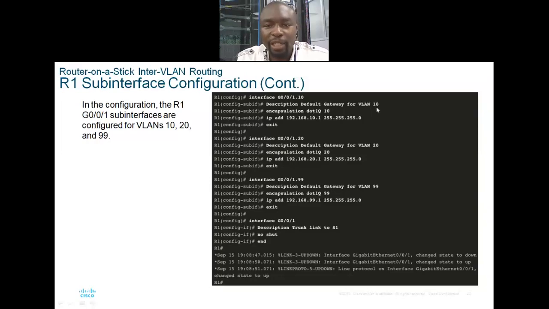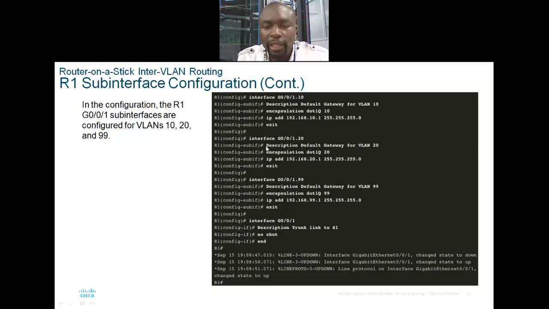Encapsulation dot1Q 10. You see this 10 here matches with the 10 here to tell me that I am doing this for VLAN 10. Then I give the IP address as the default gateway for that particular VLAN. Then I exit. I am done with this sub interface. I come with another sub interface, .20.